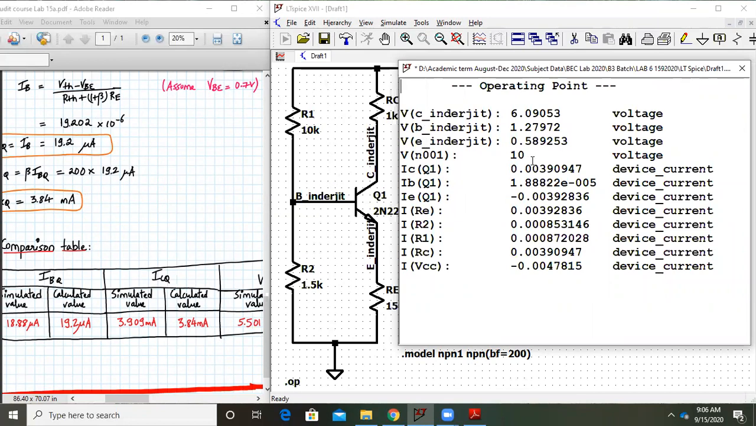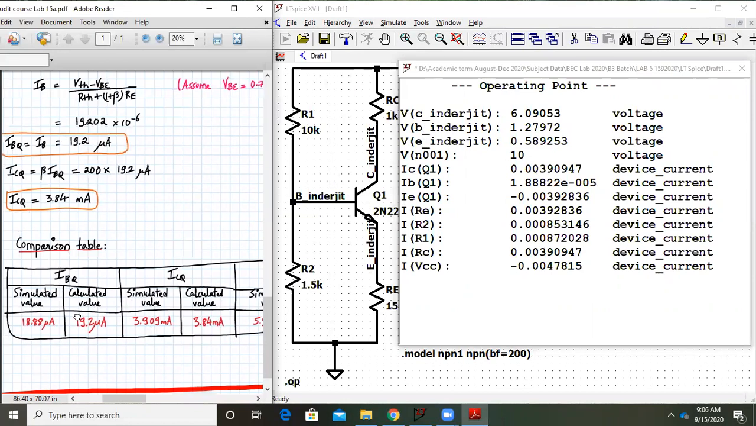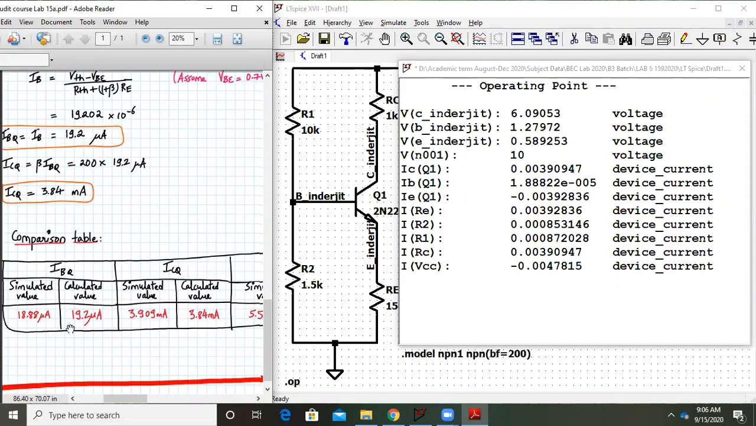So let me check once more. What's the value of IC? IC I'm getting 3.9 milliamperes. Yeah, so that's close to 3.84. So I'm getting 3.909 milliamperes. The value of the base current is around, here I'm getting 18.88 microamperes and it's close to 19.2. See, now you're getting it correctly because you have added all the parameters of the transistor. Earlier we had just added the beta value.